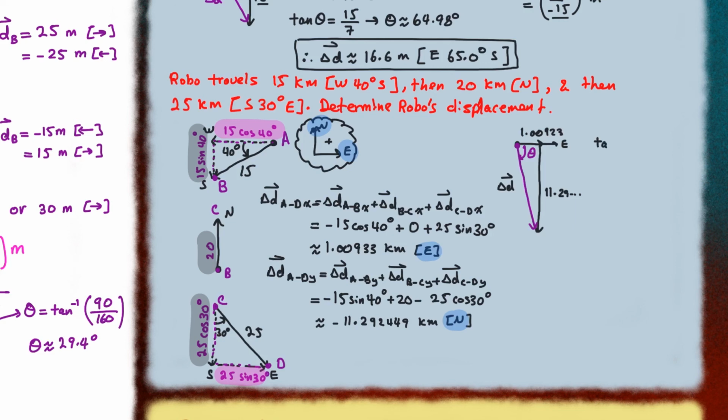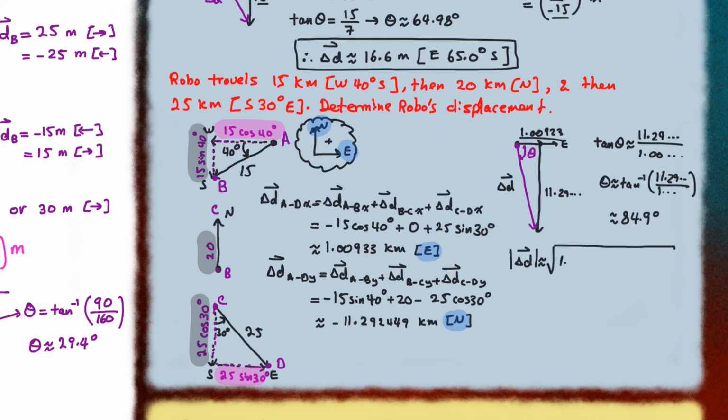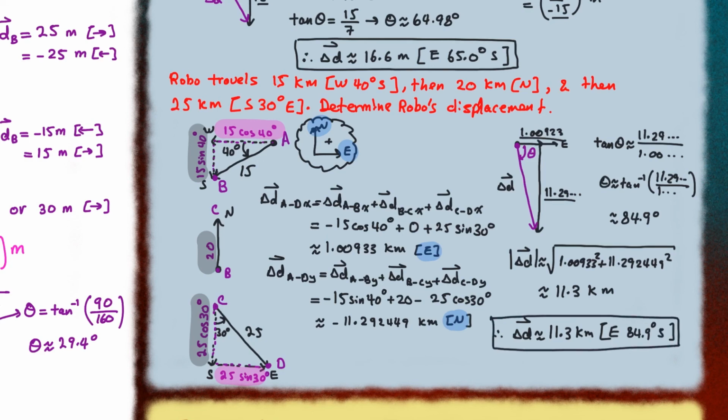Now the angle is going to be: tan theta is equal to the opposite over adjacent side. So in this case, 11.3 divided by 1, and we use the tan inverse to find the angle to be approximately 84.9 degrees. Now to find the magnitude, we will use the Pythagorean theorem, so that's the root of x component squared plus y component squared, and when we add them, I'm using the exact values, I will get approximately 11.3 kilometers as my final answer, and therefore the final displacement is 11.3 kilometers in the east direction and 84.9 degrees towards the south direction.